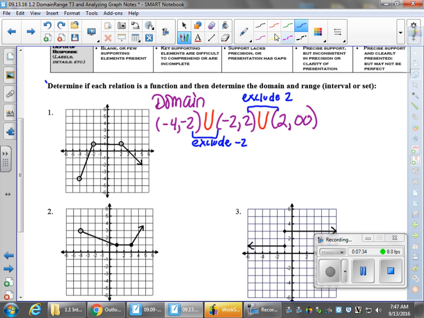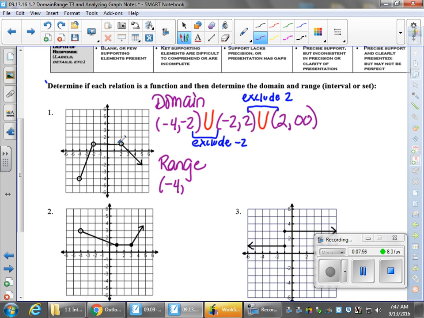Now for the range, can I say -4 to infinity? Interesting question. Well, I know my range is going to start at -4. Can we all agree on that? Okay.